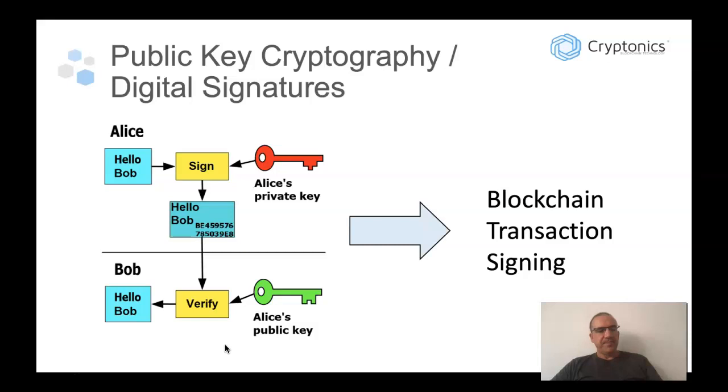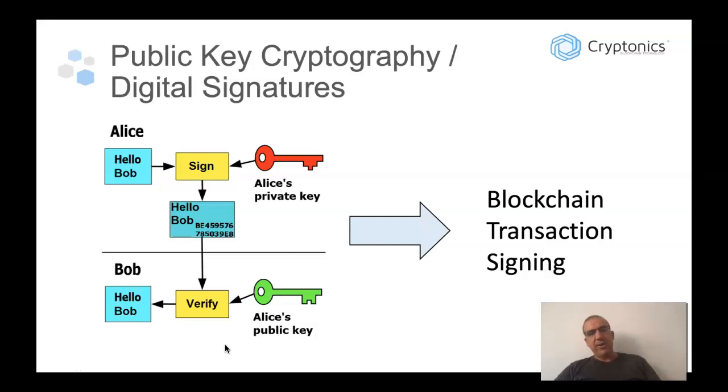And really, that's how digital signatures work. Basically, Alice sends a message to Bob, which is not a secret message, but she uses her private key to sign the message. And Bob can then use Alice's public key to verify that the origin of the message is Alice.